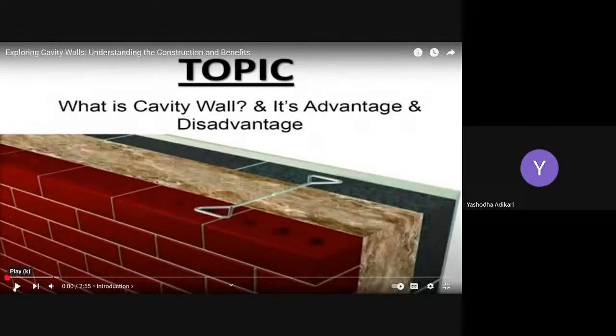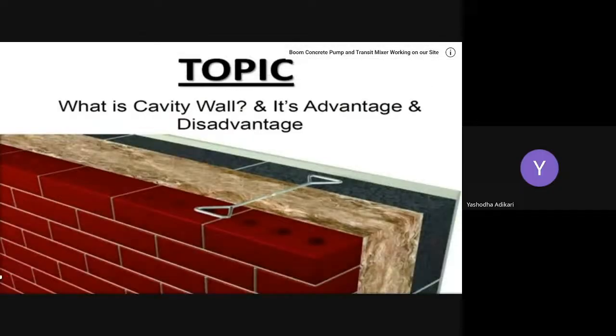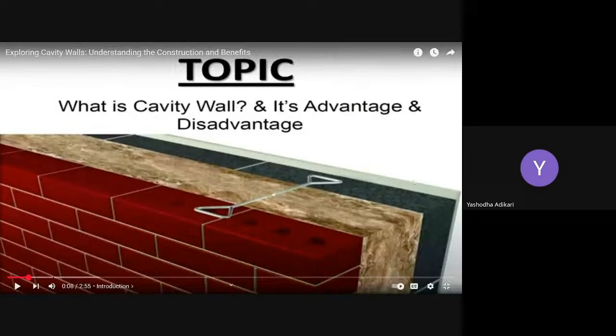Hey guys, hope you all are fine. Today our topic is what is a cavity wall and its advantages and disadvantages. This is the cavity wall, right? This is the first wall, and this is the second wall, and this is the gap between the first wall and the second wall, right? These are today's topic.